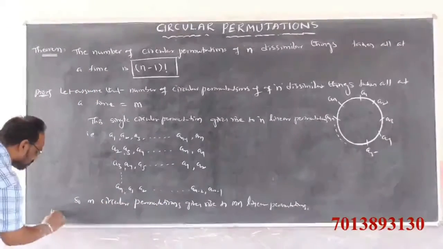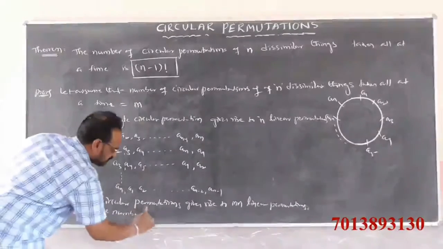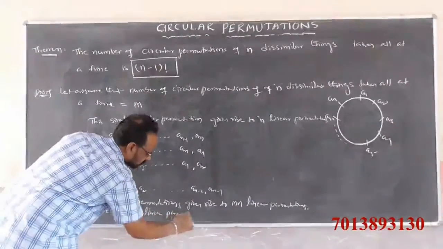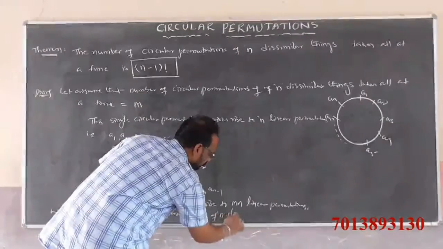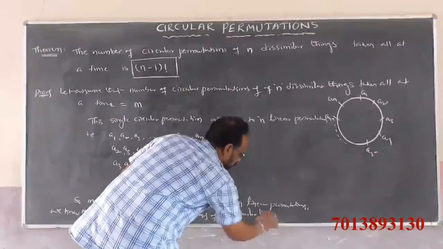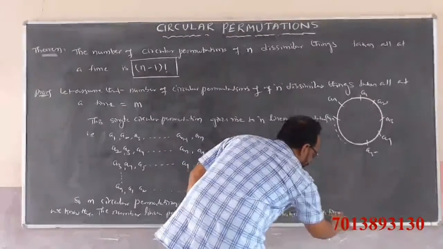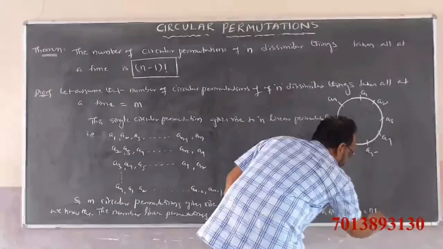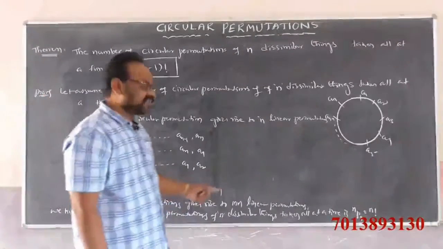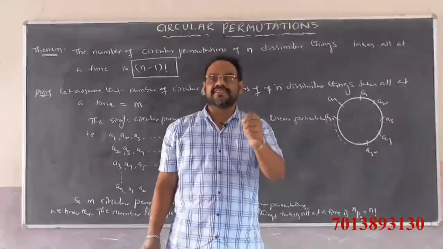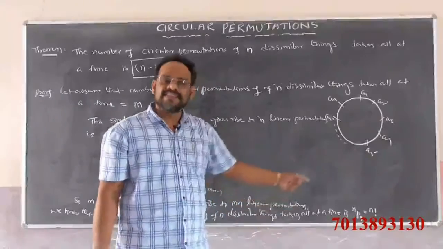We know that the number of linear permutations of n dissimilar things taken all at a time is clearly nPn, which is nothing but n factorial. We discussed this in previous classes.